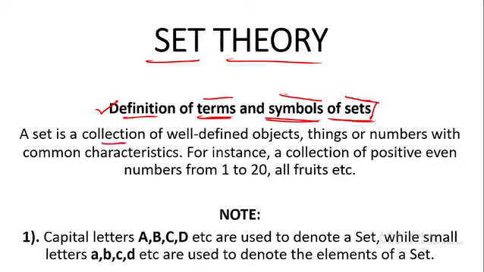A set is a collection of well-defined objects, things or numbers with common characteristics. Mark that. For instance, we talk of a set of positive even numbers from 1 to 20. We know what even numbers are. We have 2, 4, 6, 8, 10, and the rest of them.